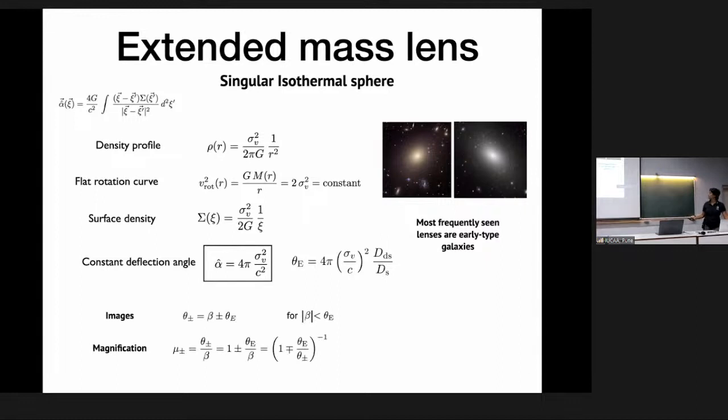We can also derive the positions of the images. For all positions where the source is within the Einstein radius, you can easily calculate the positions of the images. There are just two images, and the image positions are given by beta plus the Einstein radius and beta minus the Einstein radius. Similarly, you can derive the magnification for these images as follows.